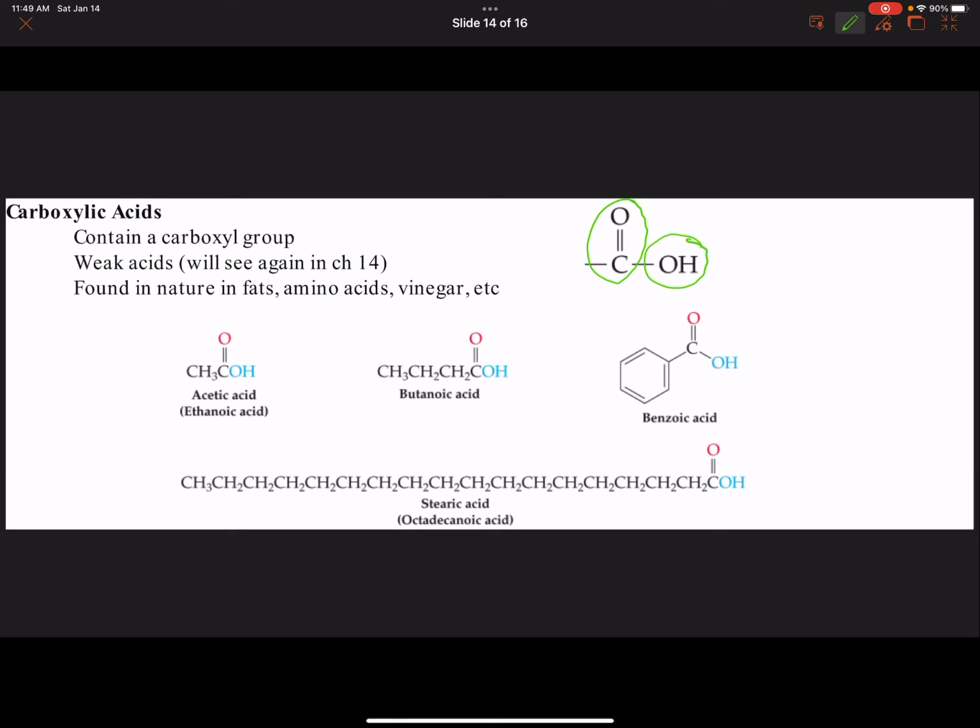So here we have some examples of acetic acid. Acetic acid is going to be vinegar. So here we have that C double bond OH. We have butanoic acid, C double bond OH, benzoic acid, C double bond OH. And then we have stearic acid. This is a fatty acid. This is a long chain fat. It has a C double bond O at the end. So it has a carboxylic acid.